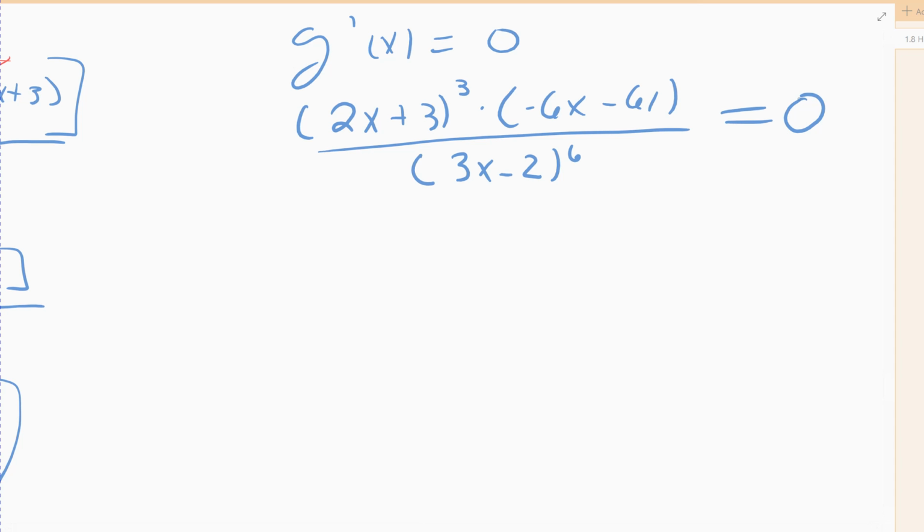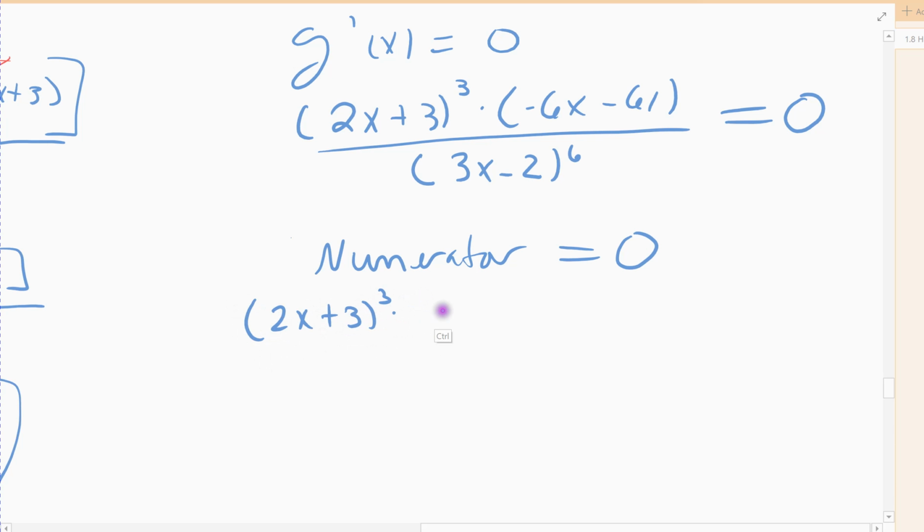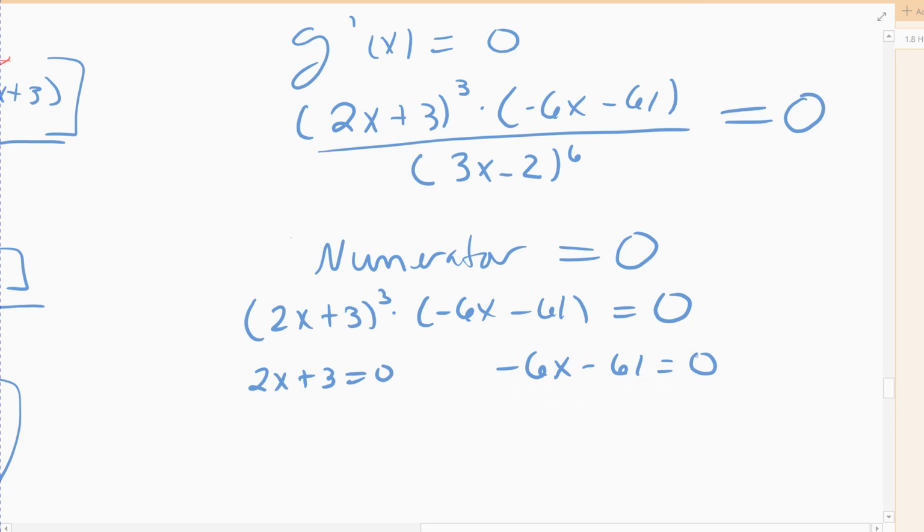Done the derivative part. Now it's the algebra part, which again, sometimes the algebra for students is just as hard as the calculus. So remember, I can't have division by 0, so the only place I can actually have a 0 is in my numerator. Alright, now I have to check to make sure my answer doesn't give me division by 0, but only the numerator can give me zeros. Only that 2x plus 3 cubed times the negative 6x minus 61 can give me a 0. Which means 2x plus 3 gives me a 0. There just happens to be 3 of them, but I only need 1 of them to give me my 0. And the negative 6x minus 61 can give me a 0.